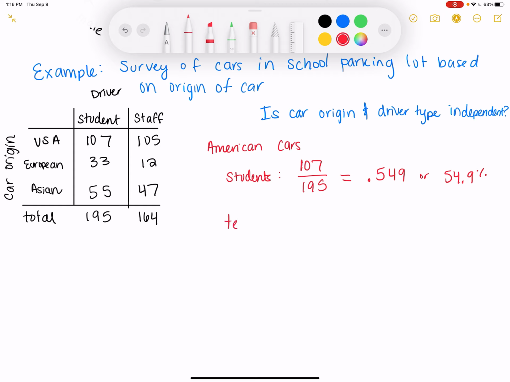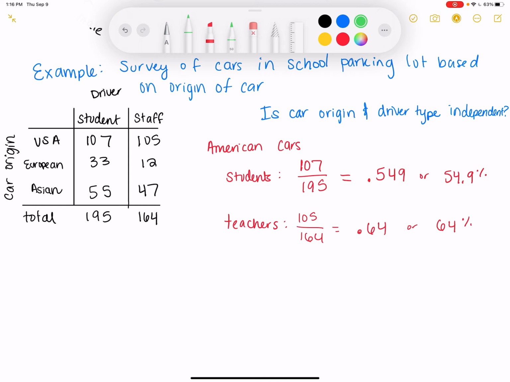For teachers then, we have 105 out of 164. That's going to give us 0.64 or 64%. So we already know the answer that they're not independent, right? Because those two don't match. Correct.